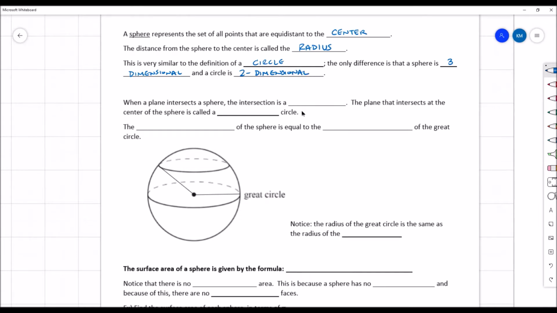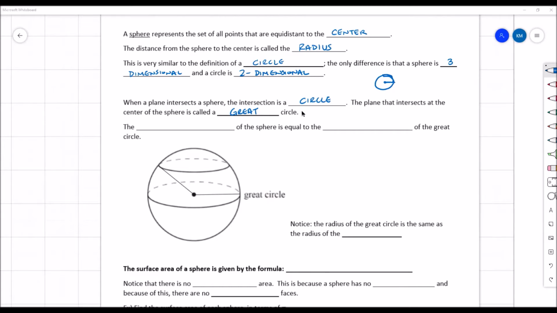When a plane intersects a sphere, the intersection is a circle. The plane that intersects at the center of the sphere is called a great circle. Okay, so intersects. Like if we slid a piece of paper in through the center of the circle, it would make an intersection like this. The same radius for that circle would be the radius of the sphere.